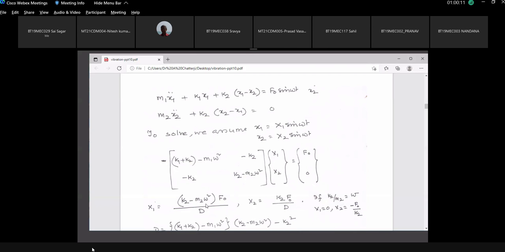If omega n is not equal to omega, I don't have a problem. And I will not go for an absorber. So an absorber is recommended only when omega n matches with omega.